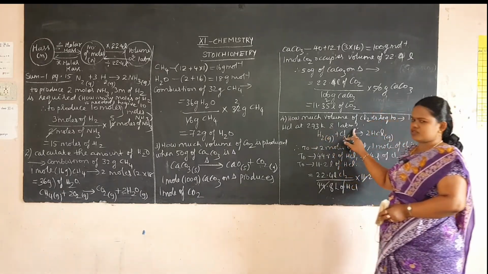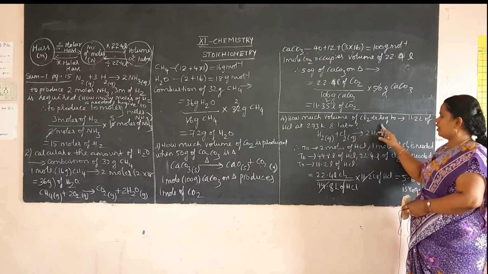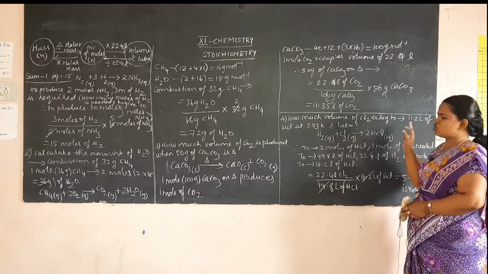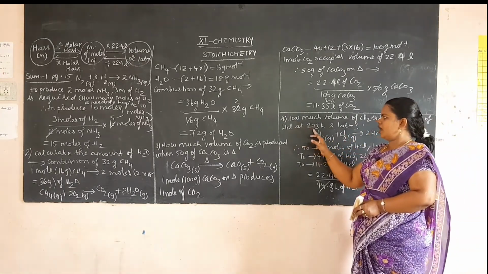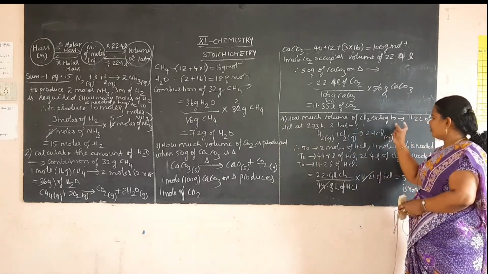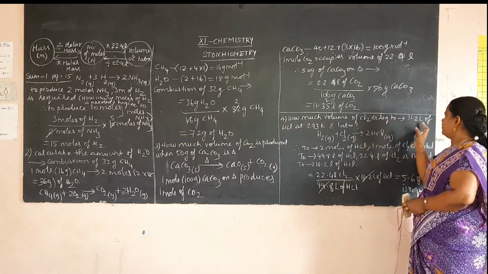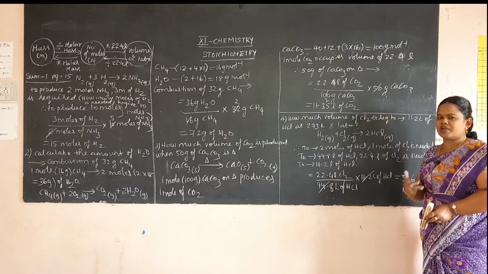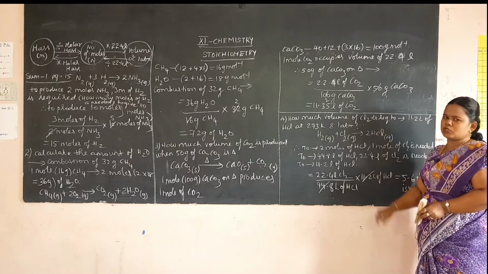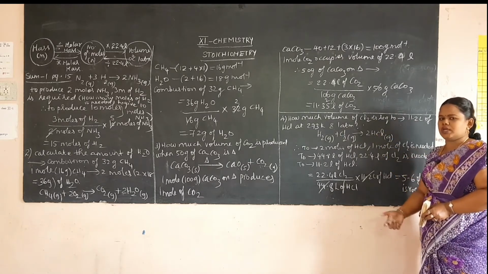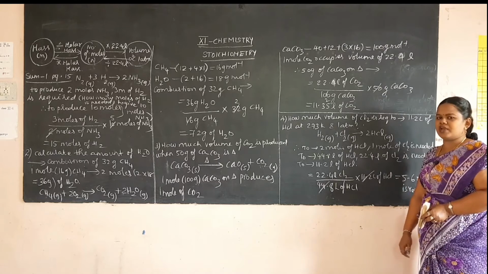Kelvin and 1 atmosphere. How much volume of chlorine is required to produce 11.2 liters of HCl at 273 Kelvin? எவ்வளோ Cl2 வந்து 11.2 லிட்டர் HCl ப்ரொடியூஸ் பண்ண வேணும் அப்படின்னு கேட்குறாங்க.